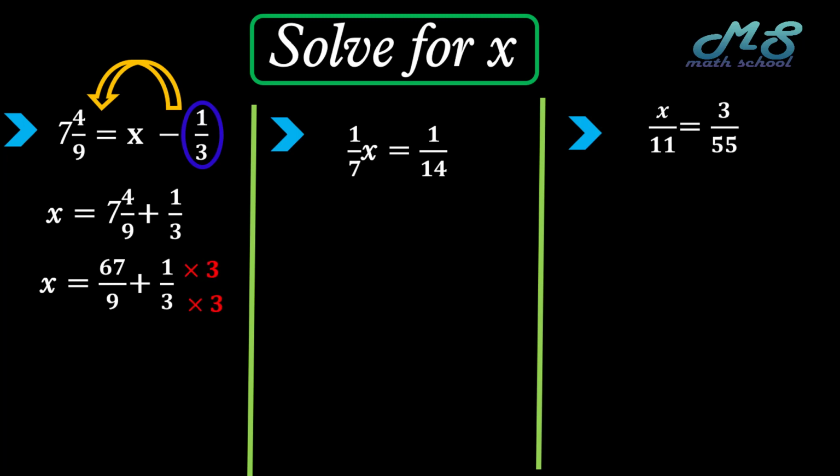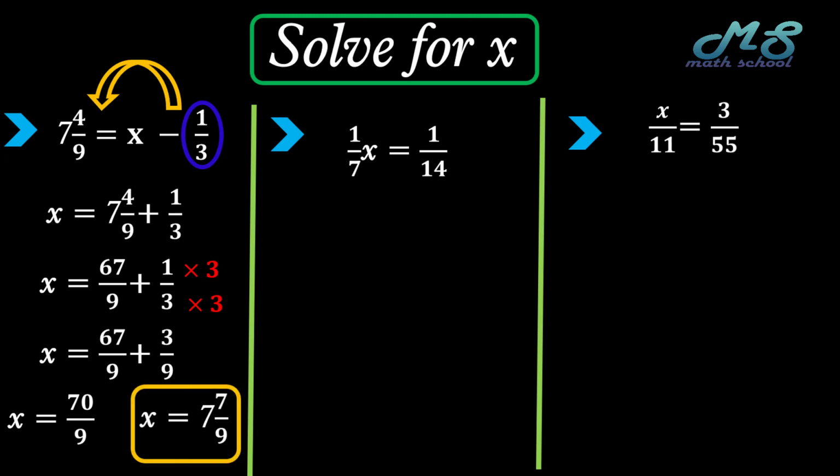Multiply the second fraction by 3 to keep the same denominator as we studied before. Now x equals 67 over 9 plus 3 over 9. Keep the same denominator and add the two numerators. Now x equals 70 over 9. We can write it as a mixed number. Now x equals 7 and 7 over 9 in the simplest form.